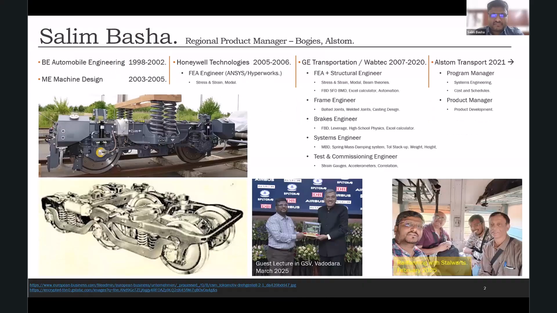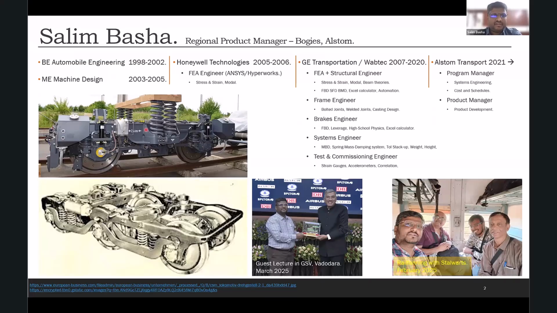So before I go ahead, I just want to give a little bit more about my background. As you can see here, I'm the regional product manager for the bogies working in Alstom. And for those, all of us are aware, but this is what we mean by bogies, which are the underside of a locomotive or a carriage that we see. So this is what I design and develop in my company. Let me go to a laser pointer.